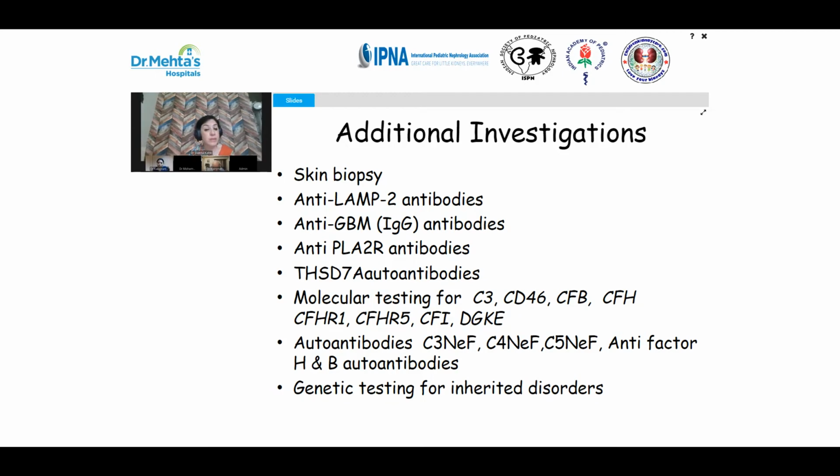In a child with C3GN, molecular testing for C3, CD46, complement factor B, H, and genetic testing is available and should be resorted to. Genetic testing is also required for confirmation of diagnosis in children with hereditary disorders like Alport syndrome. Various autoantibodies, including C3 nephritic factor and C4 nephritic factor, though not easily available, should be tried if we suspect a child to have C3GN, because these are important for prognosis as well as for taking many management decisions in these children.